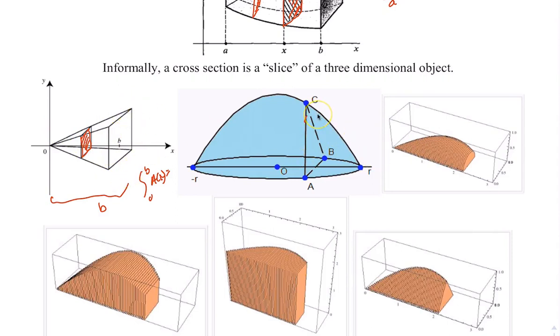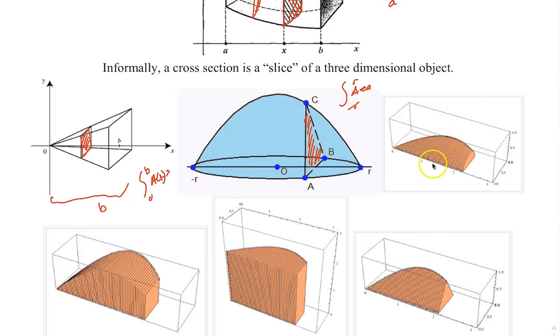Same thing with this one. Here's a little triangular cross section. If we integrate the area from negative r to r, we get the area of every little slice here, and when you add them all up, which is what integration is, a summation of all this stuff, you get the full volume.